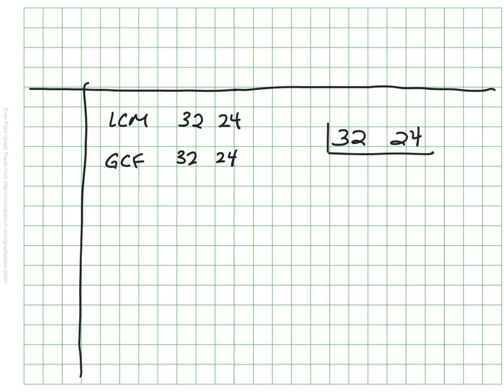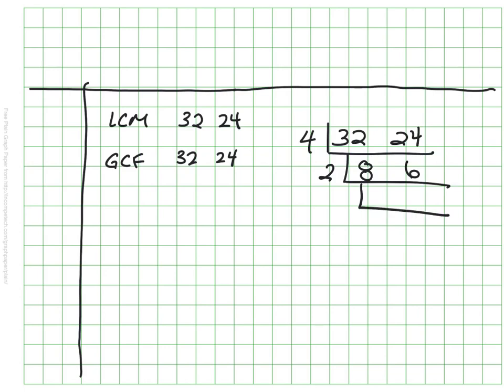Well, I know 32 and 24 could both be divided by 4. So I'm going to do that first. And I'll think, well, 32 divided by 4, well, that's 8. And 4 goes into 24 6 times. But I think I can go further, right? 8 and 6 can still both be divided by 2.